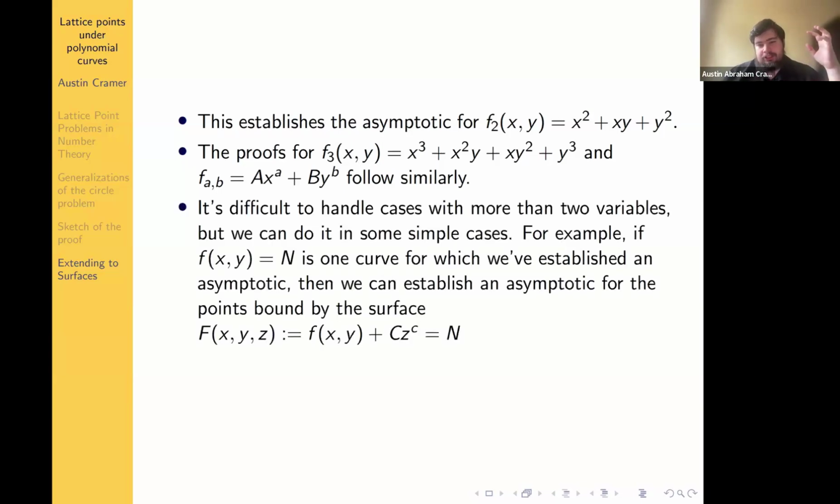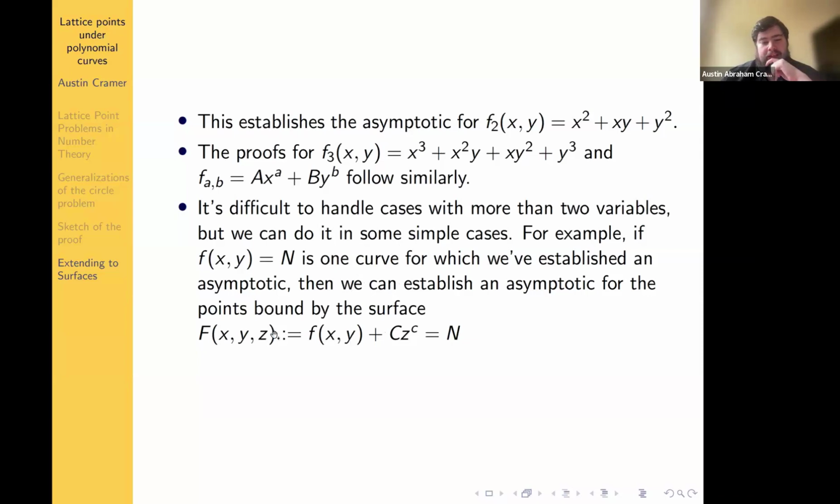A sort of next question you might ask is, what if instead of looking at lattice points bound by a curve in 2 dimensions, we wanted to have a third variable in there and deal with lattice points that are bound by some polynomial surface with 3 variables, or even a hypersurface with more? That's a bit trickier to isolate because now even if you solve for a single variable like we did here, you're still dealing with a 2-dimensional sum. But we can treat it in some special simple cases.